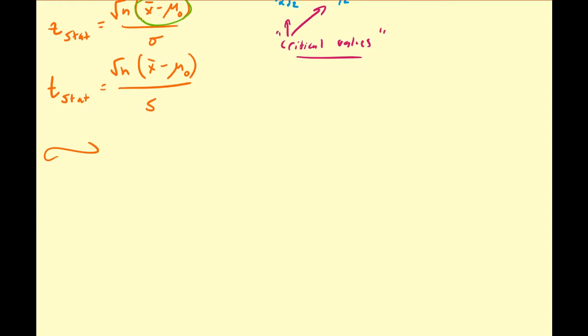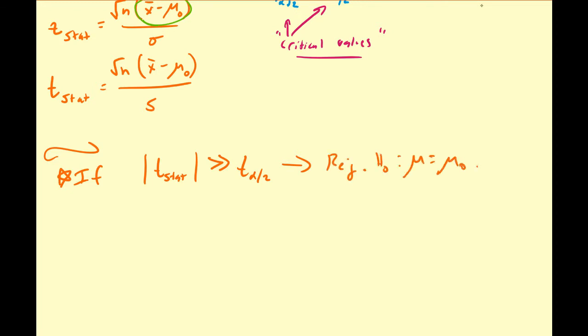So let's write that out. If the absolute value of, let's say, the t statistic is significantly greater than the critical value t alpha over 2, then we're going to reject the null hypothesis that mu is equal to mu 0. And that's pretty much how you conduct hypothesis tests with test statistics.